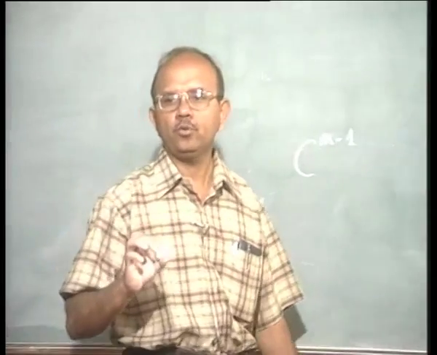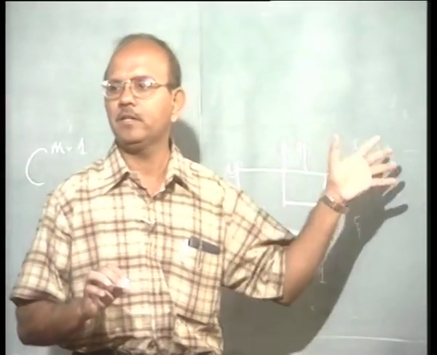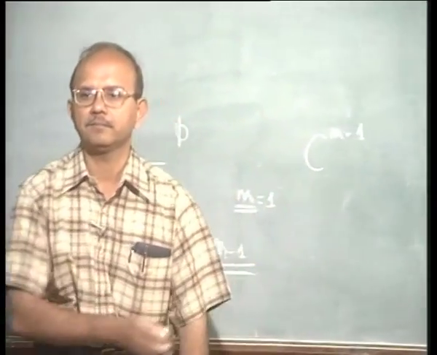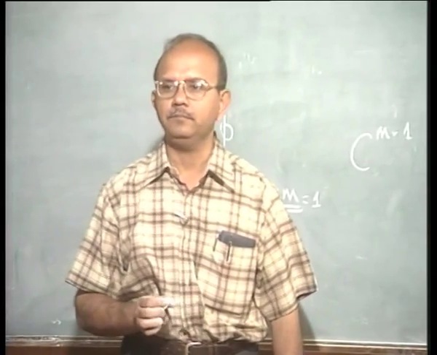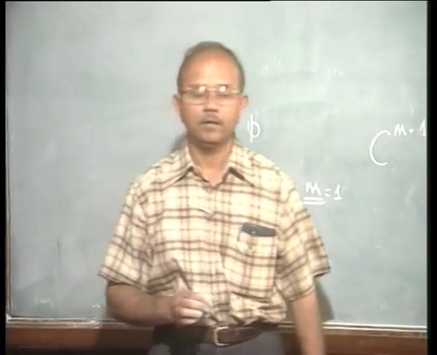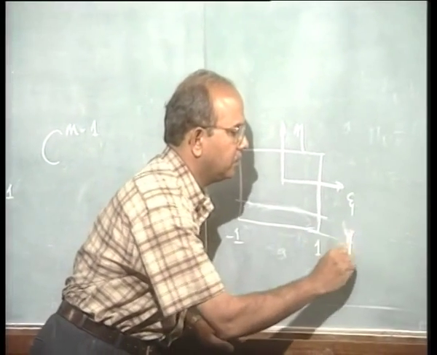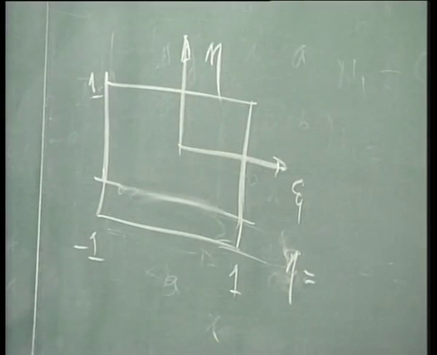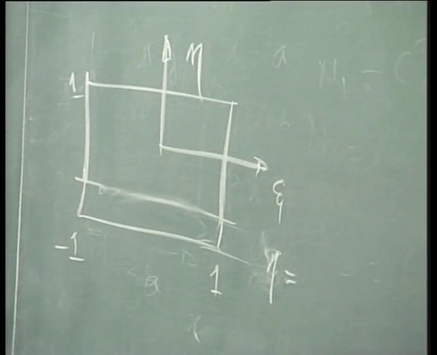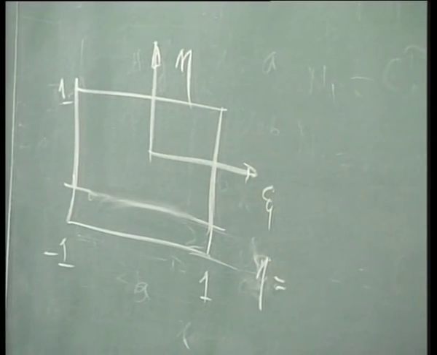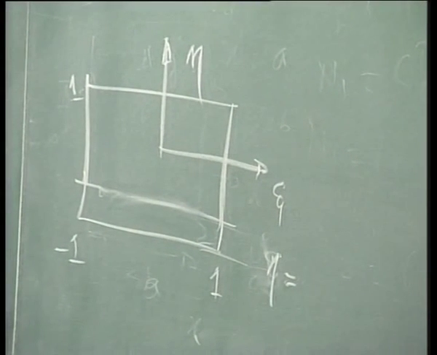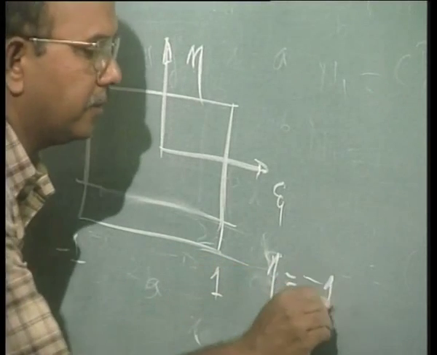What is the first thing you do? You write down the equation of all the lines that exist. Now, what is this line? Eta is equal to -1, and so on.